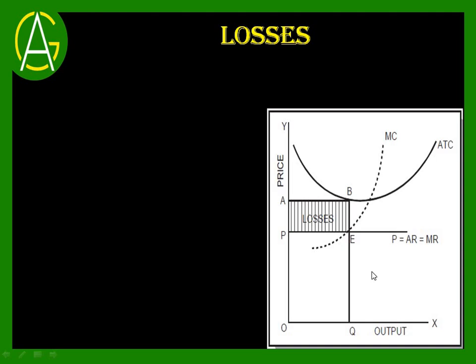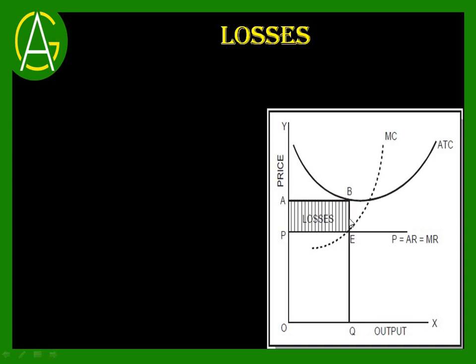Now we have to find out profit and loss. In order to find out profit and loss, once again, we require average revenue and average cost. Let us compare. This is the average revenue curve of the firm. This is average revenue and this is the average cost of the firm. Now at the equilibrium point, we can see that average cost is above average revenue.